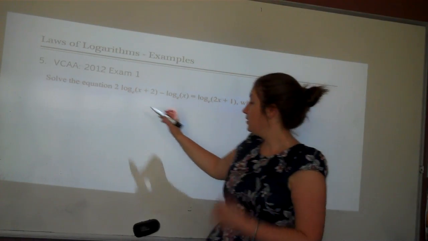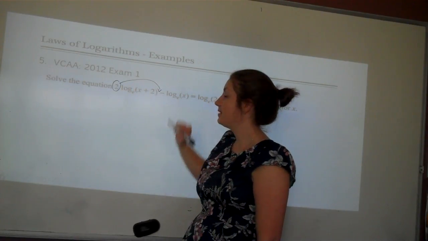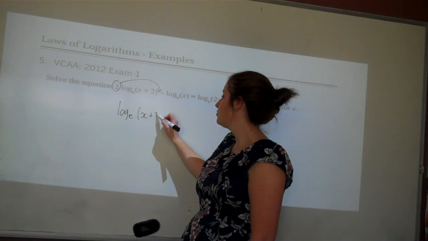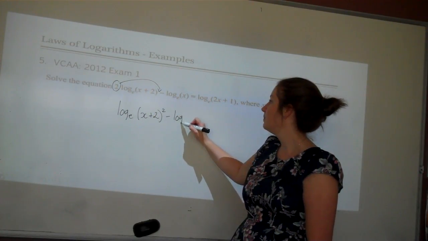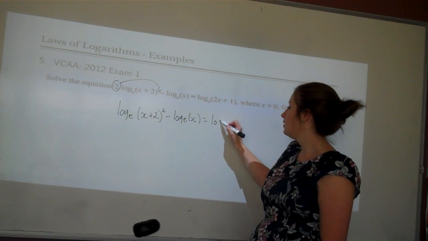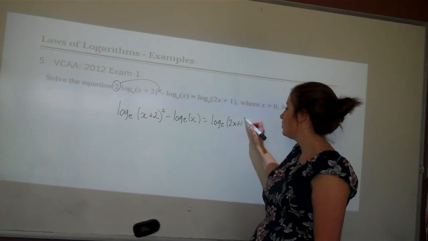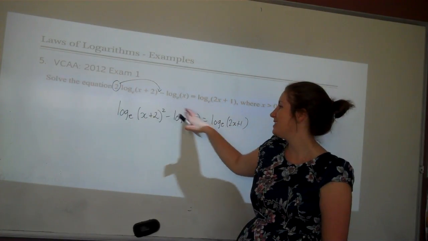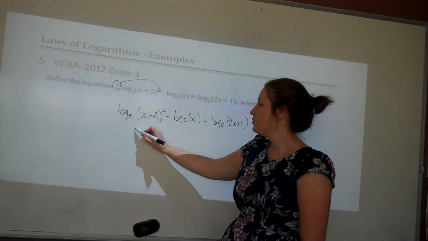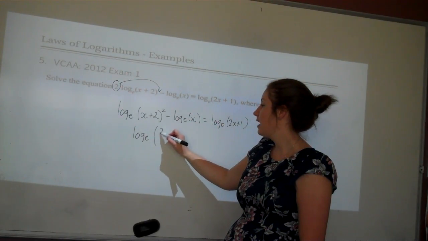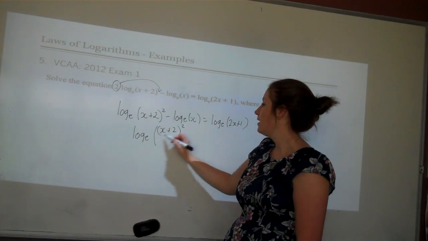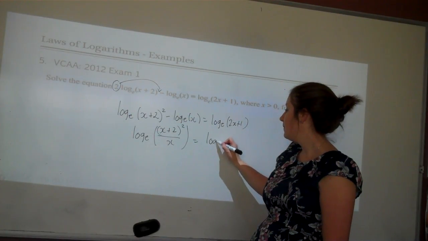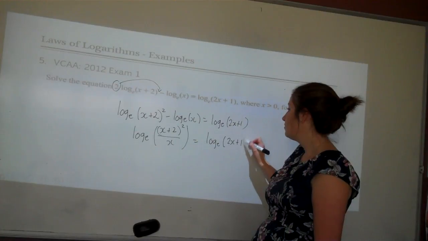To start with, we've got a 2 here. That can be written as a power. So we get log base e of (x plus 2) squared minus log base e of x equals log base e of (2x plus 1). Now, our second log law, when we're subtracting, means we can divide the arguments here. So we would get log base e of (x plus 2) squared over x. Remember, we've got everything inside brackets, equals log base e of (2x plus 1).